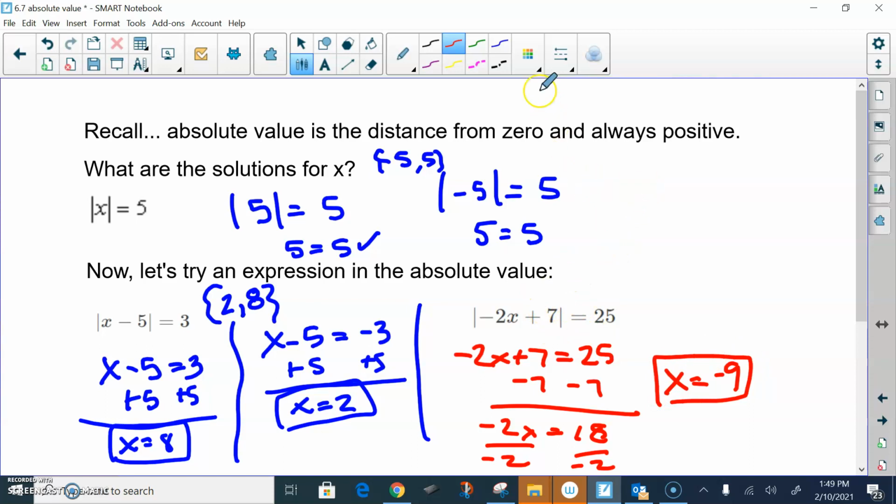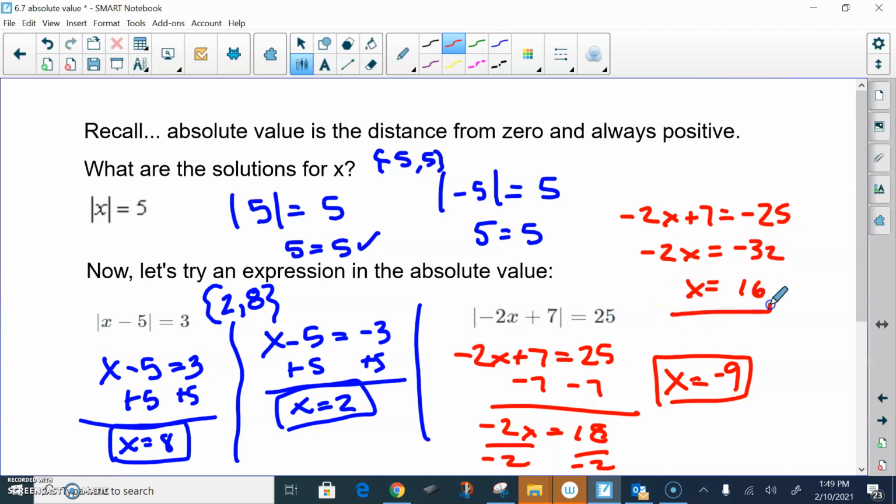Again, I drop those absolute value bars. This time I want to make my answer negative 25. Subtract 7. Divide by negative 2. And it looks like my two possible answers are 16.